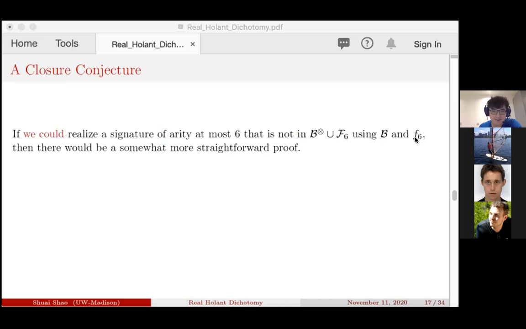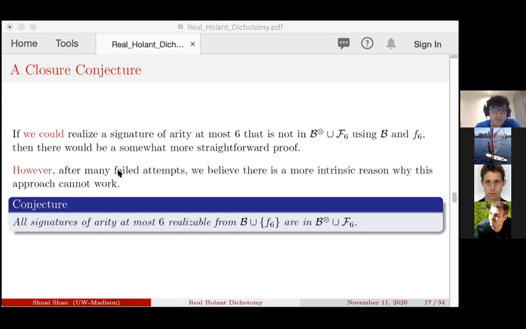Usually, for such signatures, they have a very special structure from which we can realize some signatures that give us the #P-hardness directly. So here we also want to get the #P-hardness directly by gadget construction using this signature f sub 6. Well, however, after many failed attempts, we believe that there is a more interesting reason why this approach cannot work in this case.